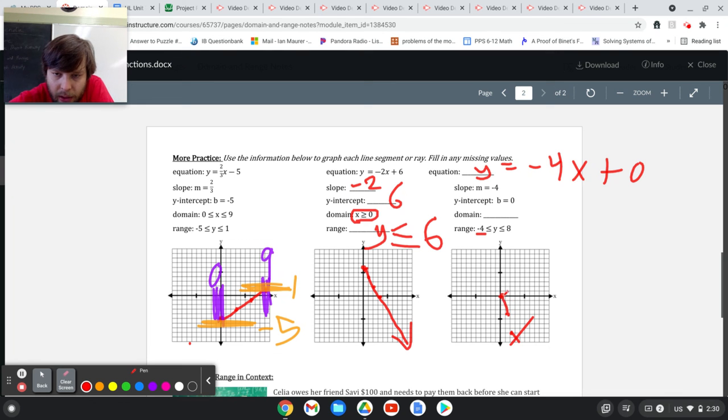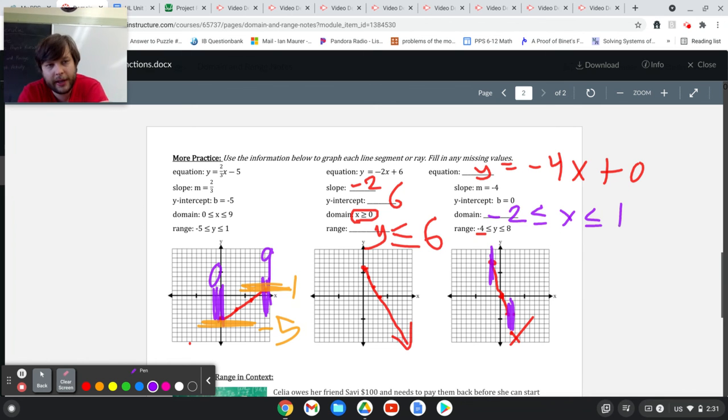The range tells me to go up until I hit 8. So I'm going to keep following that slope of -4 until I hit 8 right there. So this has two different endpoints. This is a segment. And now I can see the domain. The domain goes from left to right, just like I talked about earlier. The domain goes from here to there. -2 is less than or equal to x is less than or equal to 1.